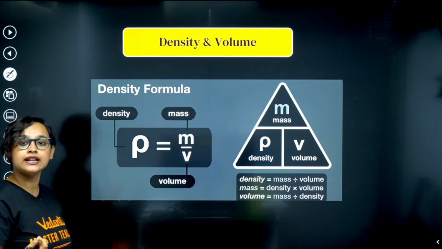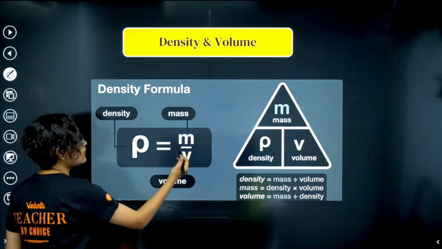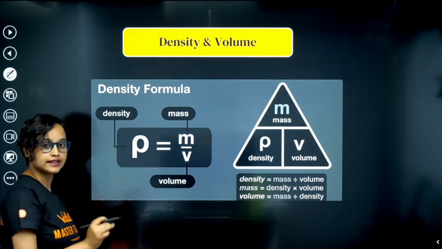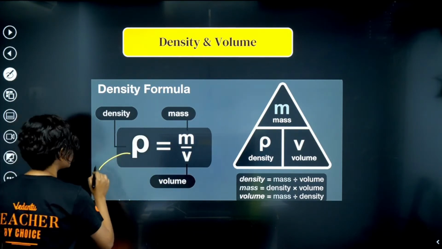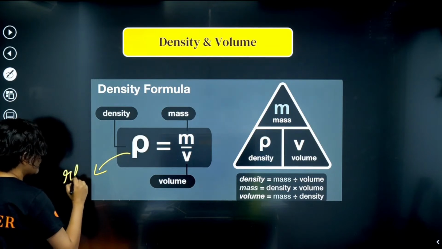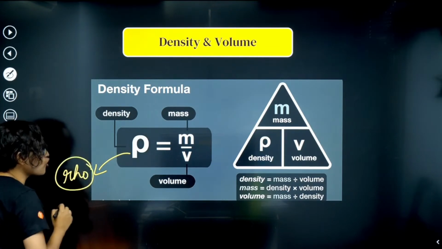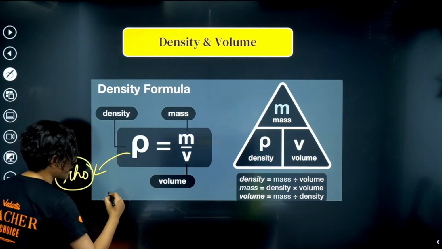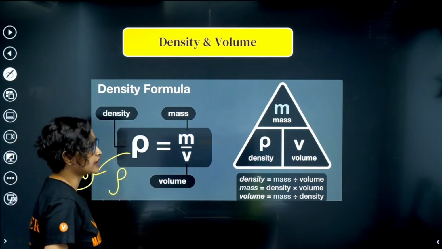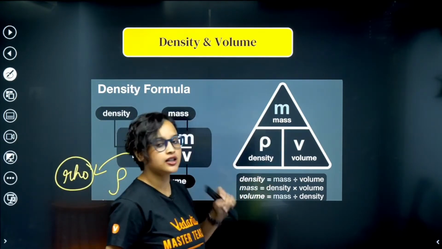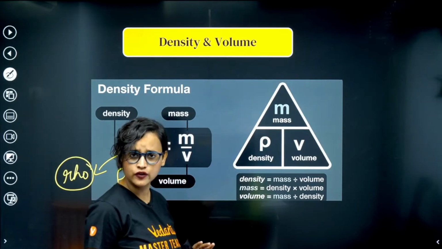How do you calculate density? Rho is equal to mass by volume. That is your density. Now what is this? Is this P? No. This is actually the Greek letter rho. It's pronounced as rho. How do you write it? You write it like this. Now this triangular thing, you are probably confused about what this is.